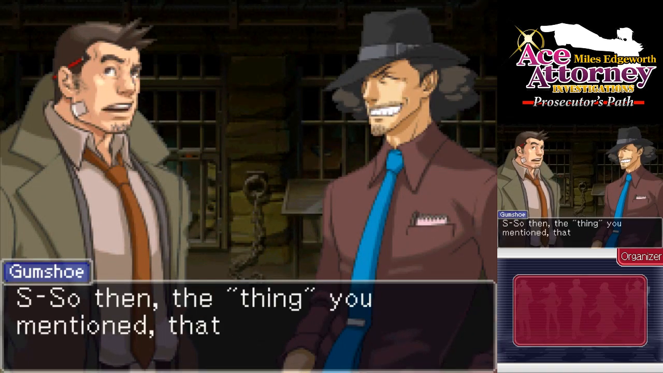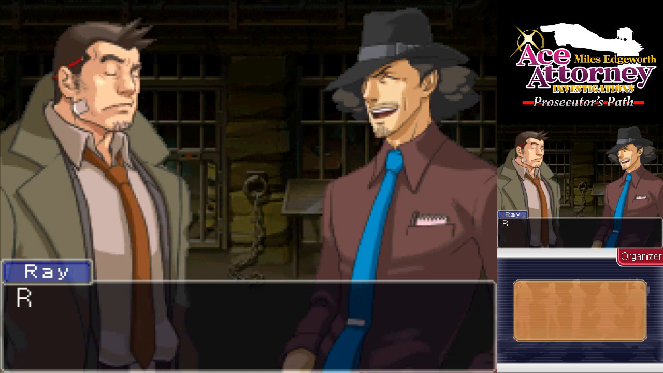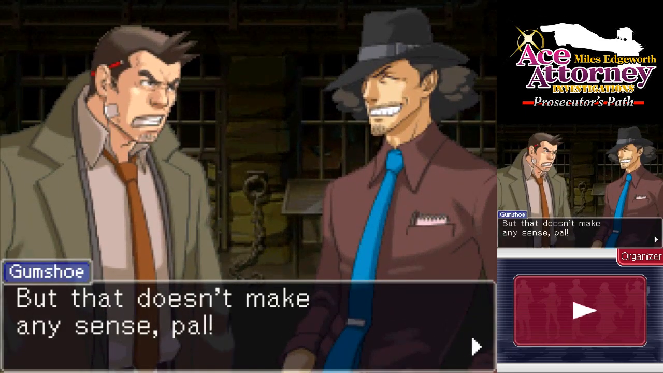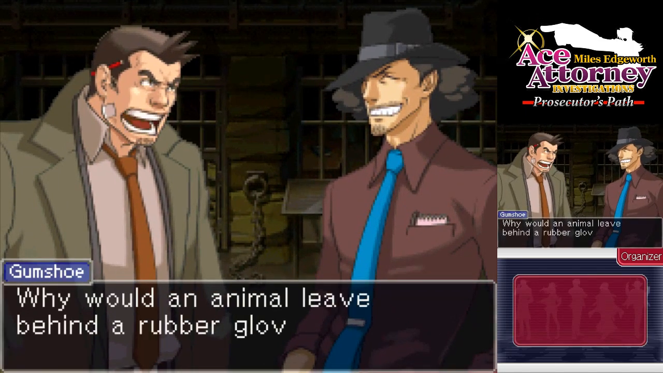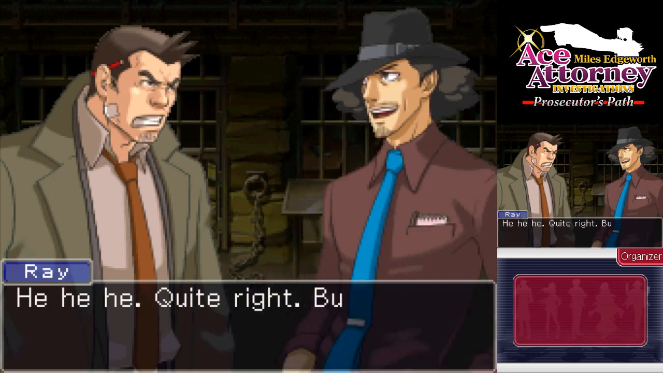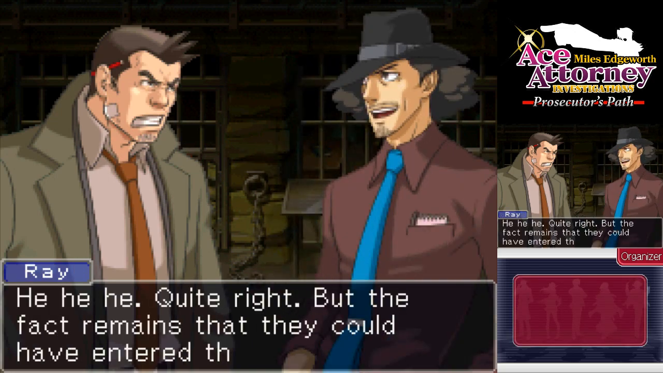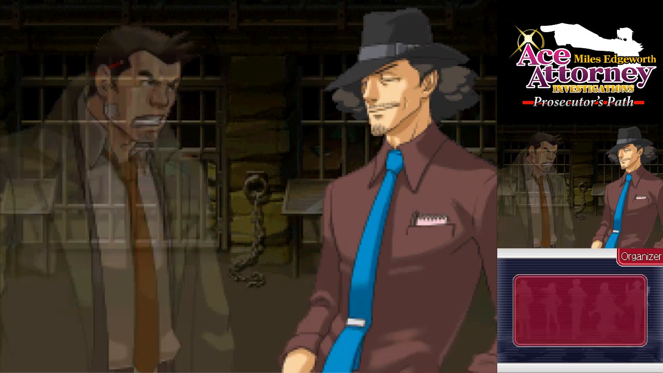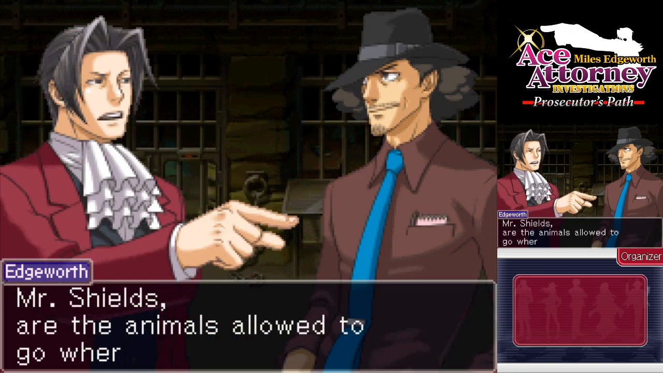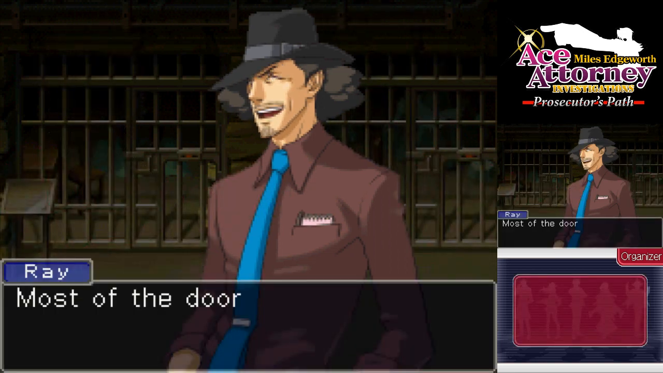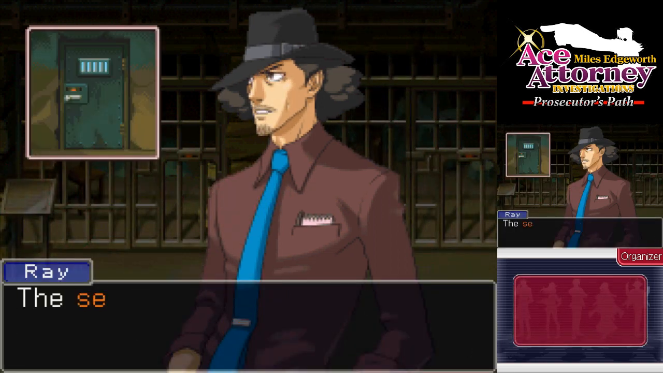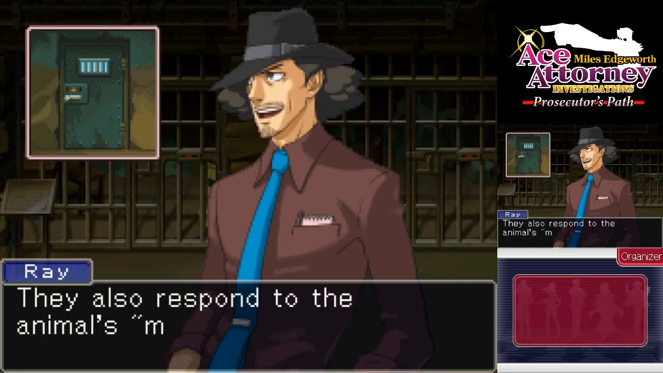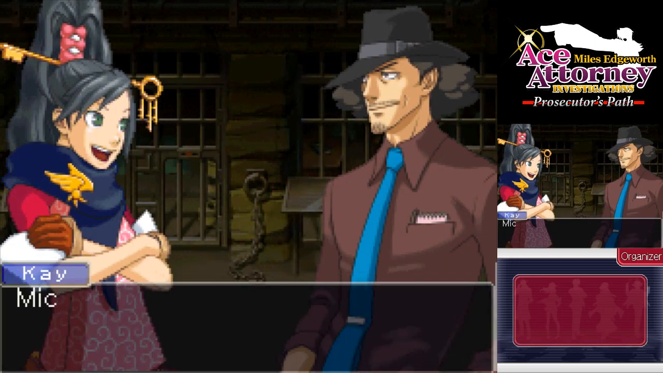So then, the thing you mentioned that could enter the crime scene is... Right, these animals. But that doesn't make any sense, pal. Why would an animal leave behind a rubber glove? Quite right. But the fact remains that they could have entered the crime scene. Mr. Edgeworth, could you please talk some sense into this man? Mr. Shields, are the animals allowed to go wherever they please? Most of the doors in this prison are fitted with sensors. The sensors not only sound an alarm in response to the prisoner's bracelets, they also respond to the animal's microchip and open the doors for them.